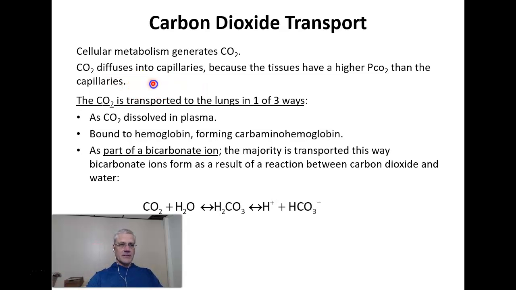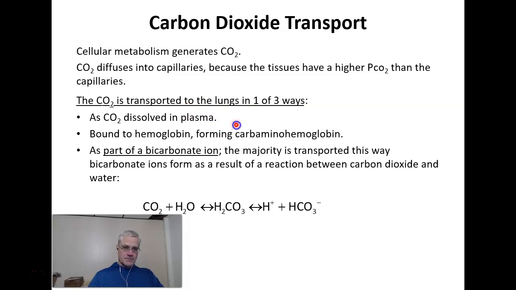CO2 diffuses into capillaries. Tissues have a higher partial pressure of carbon dioxide than capillaries do. Why? Tissues are metabolizing. Metabolism generates CO2 in the cell, so it becomes higher in concentration. The capillary is going by and has a lower concentration of carbon dioxide. Into the capillary it goes.